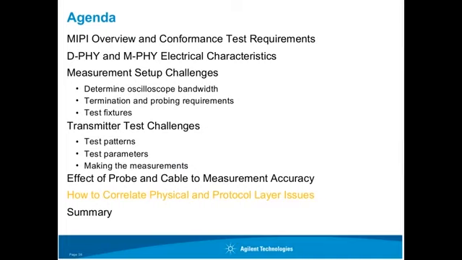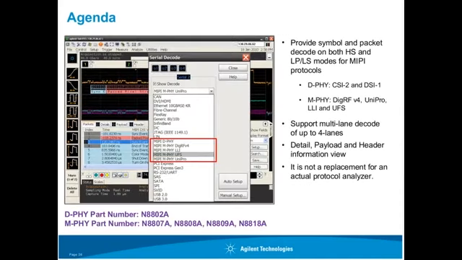Okay, so we talked about the probing issues and what kind of solutions are available. Next, we're going to talk about how we can correlate physical and protocol layer issues. While the scope is actually a physical layer tool, the MIPI protocol decoder on the scope is able to decode the symbol and packet of the D-PHY and M-PHY signals. You can use this capability to correlate the physical layer performance with the protocols.